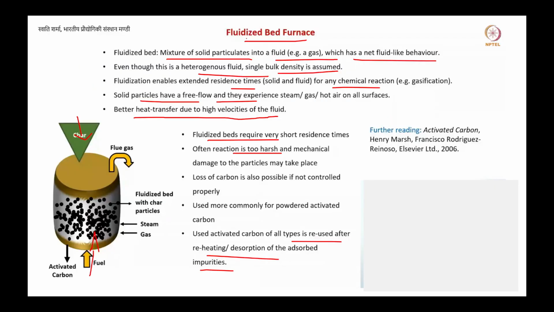So yeah, these are the three types: the fluidized bed furnace, the multiple hearth furnace, and the rotary kiln, where you can produce your activated carbon in an industrial manner. If you have any doubt, I can explain in more detail in a further class, and let me know.